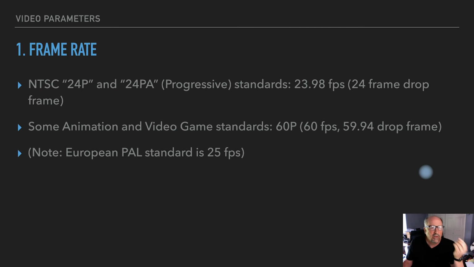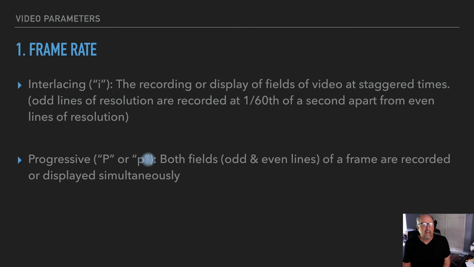24p stands for progressive, and that's 23.98 for 24 frames a second drop frame. Animation and video games come out at a standard 60p, playing back with drop frame being 59.94, and the European standard is 25 frames per second. Now, 2 concepts you need to be aware of with frame rate.